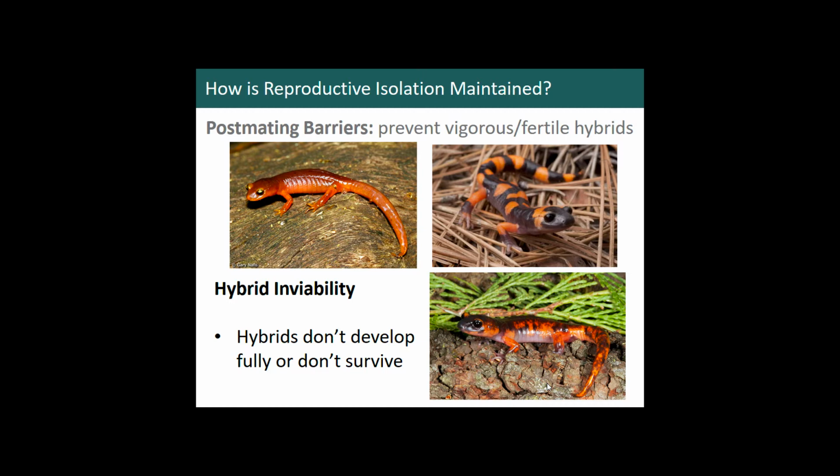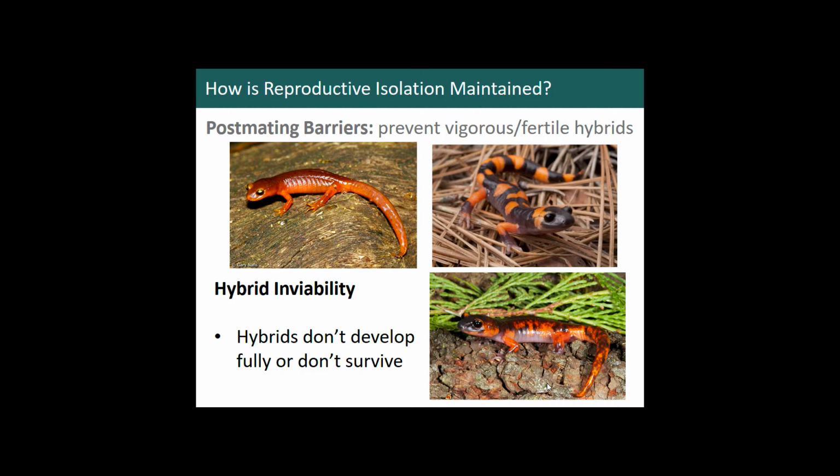By not developing fully, they might mostly develop, but not reach adulthood. They might form a juvenile and they're not very successful and they don't usually survive to adulthood. So there's no chance for them to reach their sexual maturity, their reproductive maturity state.